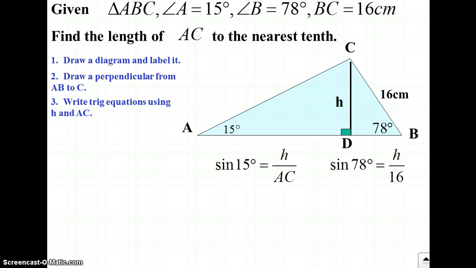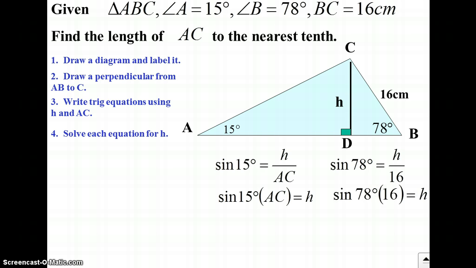Next thing I want us to do is solve each equation for h. So the first equation, multiply both sides by AC. Second equation, multiply both sides by 16. So we get these two equations, both for h. And if they both equal h, that means they must equal each other. So we can state that.